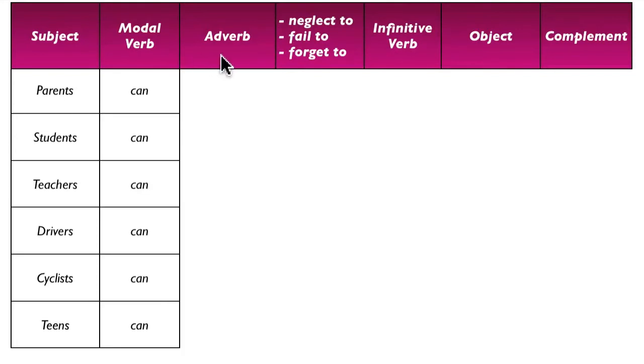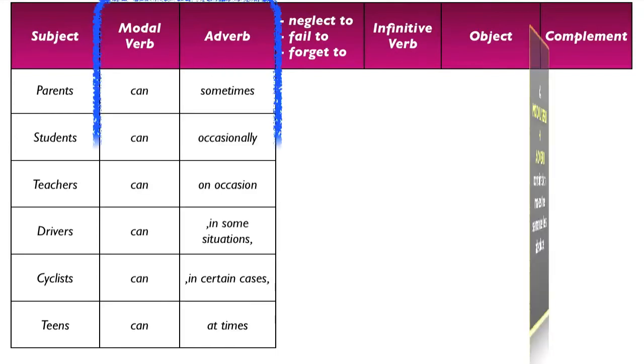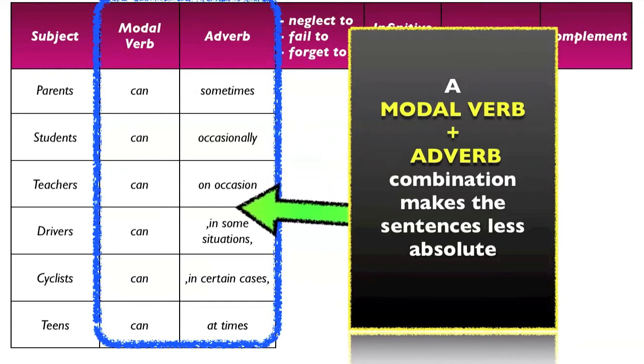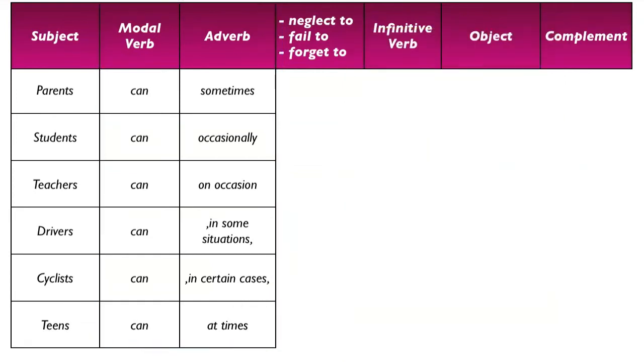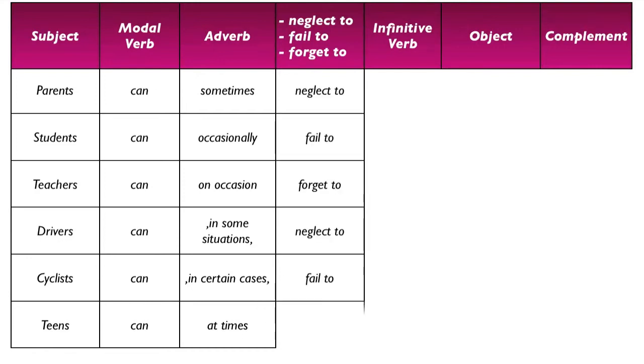Then we'll have a modal verb and adverb combination. A modal verb-adverb combination makes the sentences less absolute. So I'm going to use the modal verb can because it talks about what's possible, and then I'm going to use the adverb sometimes and synonyms of sometimes, like occasionally, on occasion, in some situations, in certain cases, and at times. You'll notice that the adverbial phrases in some situations and in certain cases have commas before and after. Why? They're a little bit longer.